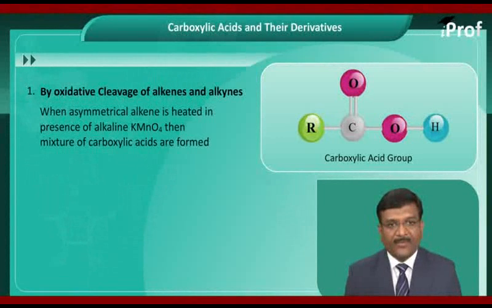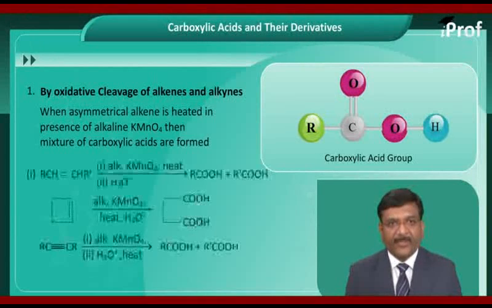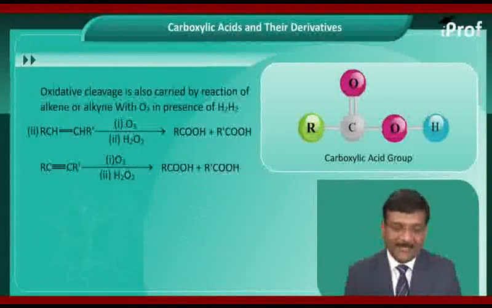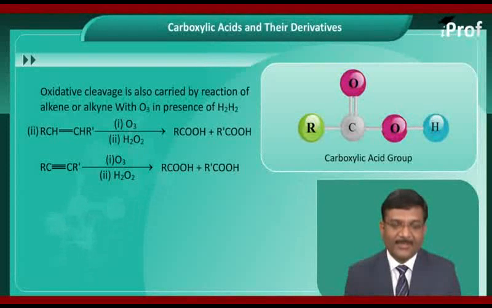For example, when pent-2-ene is heated in presence of alkaline potassium permanganate, then a mixture of acetic acid and propionic acid is formed. The oxidative cleavage is also carried out by reaction of alkene or alkynes with ozone in presence of hydrogen peroxide.